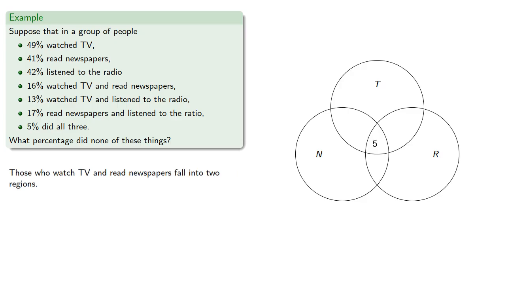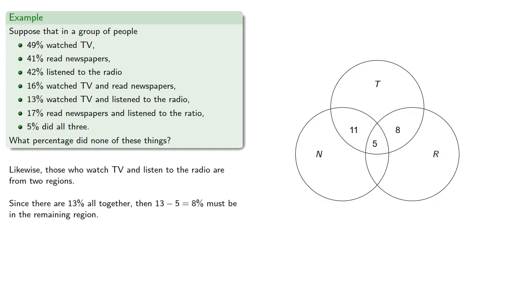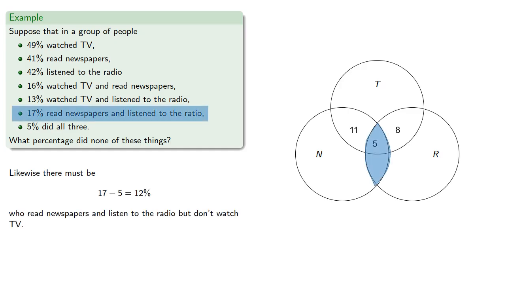Now, those who watch TV and read newspapers fall into 2 regions, and we know how many are in 1. Since they're 16% altogether, then the remaining 11% must be in the other region. Likewise, those who watch TV and listen to the radio are from 2 regions, but we know one of them. Since they're 13% altogether, then 8% must be in the remaining region. Likewise, there must be 12% who read newspapers and listen to the radio but don't watch TV.